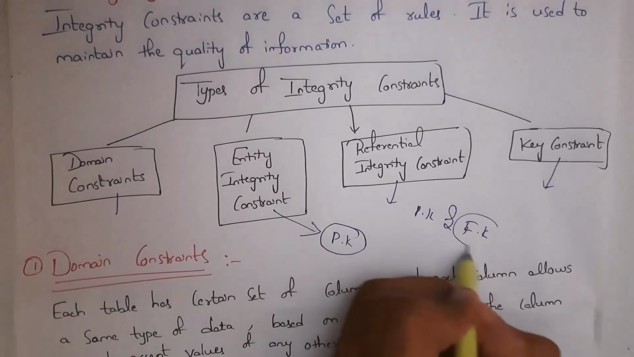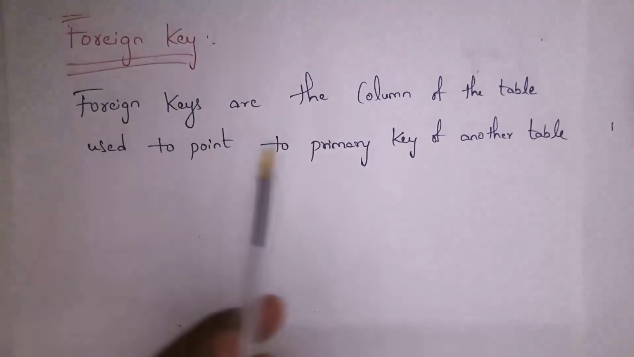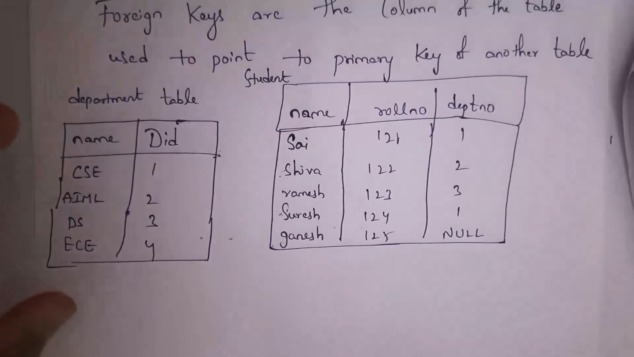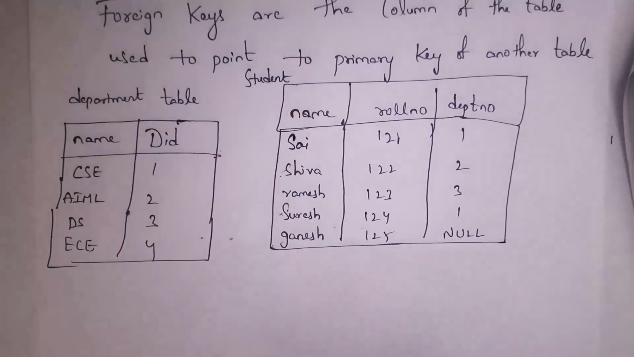Next I will explain what is a foreign key. A foreign key is a column of a table used to point to the primary key of another table. Guys, I will give an example so that you can clearly understand what a foreign key is. For example, let us consider there are two tables. One table is the department table and the next table is the student table.